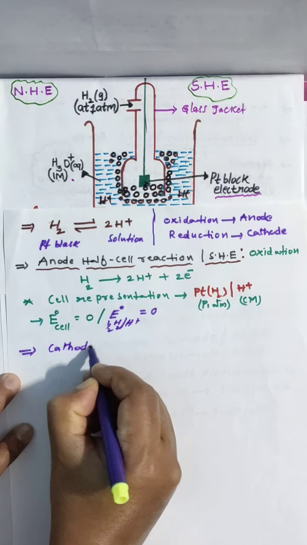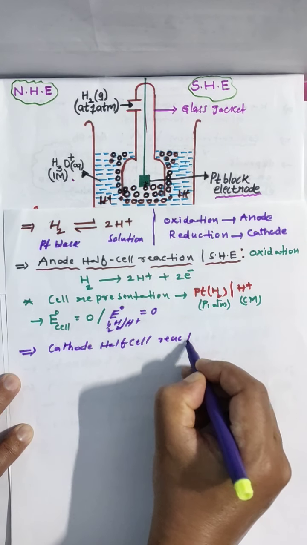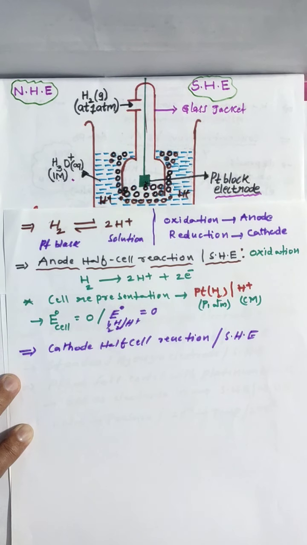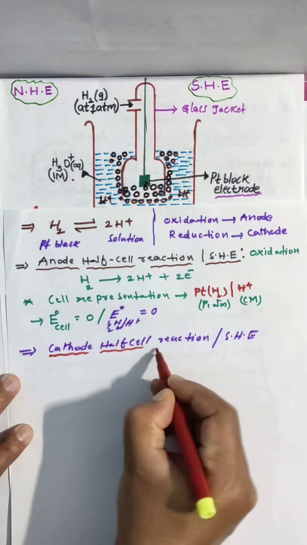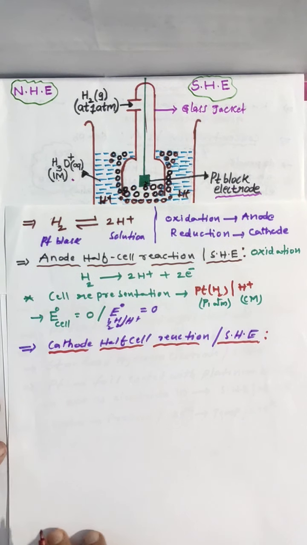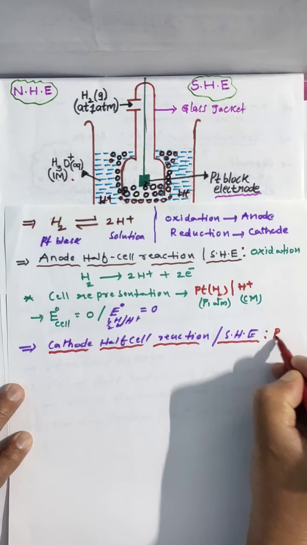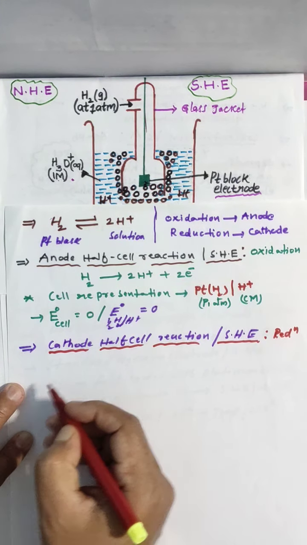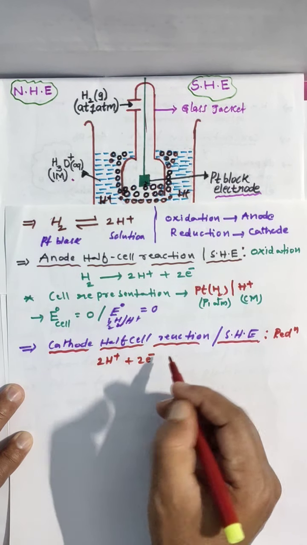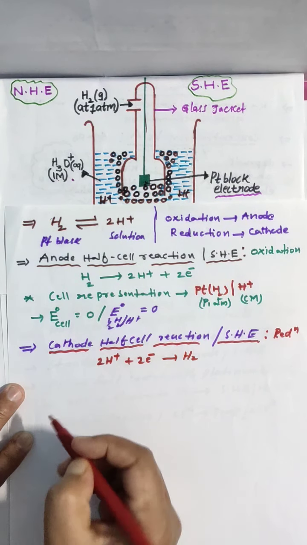Now the cathode half cell reaction in SHE. This is very important for competitive exams. Cathode half cell reaction and anode half cell reaction. See here what happens. Cathode means, you know very well, reduction. Reduction has to take place, means gain of electrons. 2H plus ions gain 2 electrons giving rise to H2. This is the cathodic reaction.